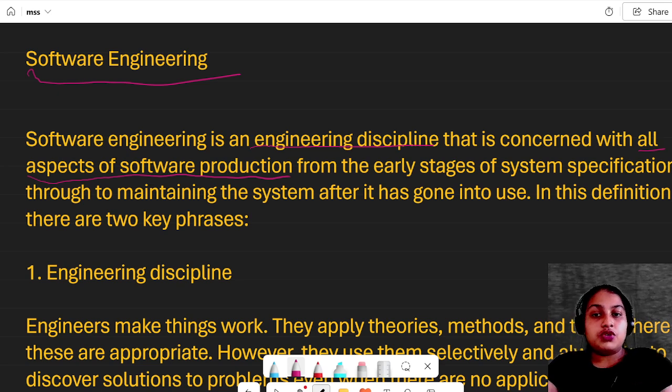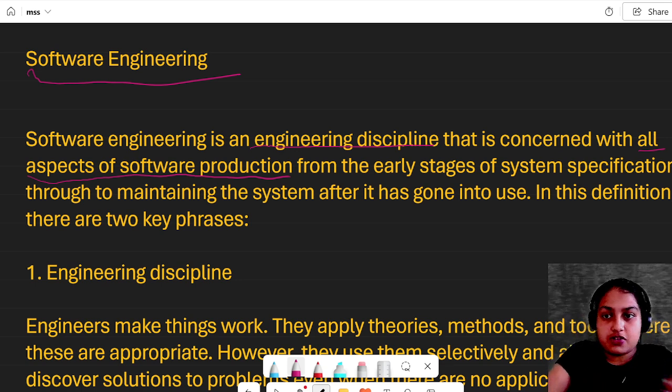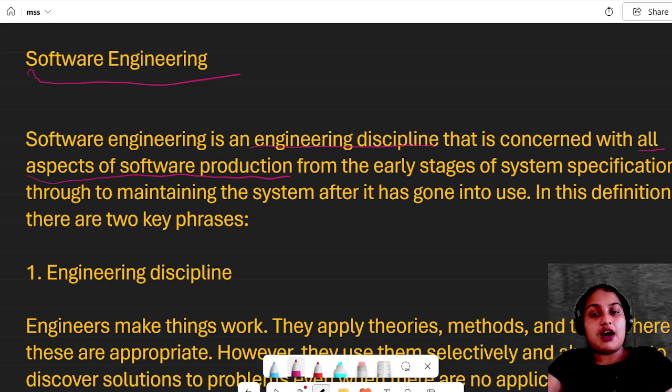So during all these stages, it is an engineering discipline. Software engineering is an engineering discipline that is concerned with all aspects of software production from the early stages of system specification through to maintaining the system after it has gone into use. In this definition, I have marked two phrases to be more precise: engineering discipline and aspects of software production.